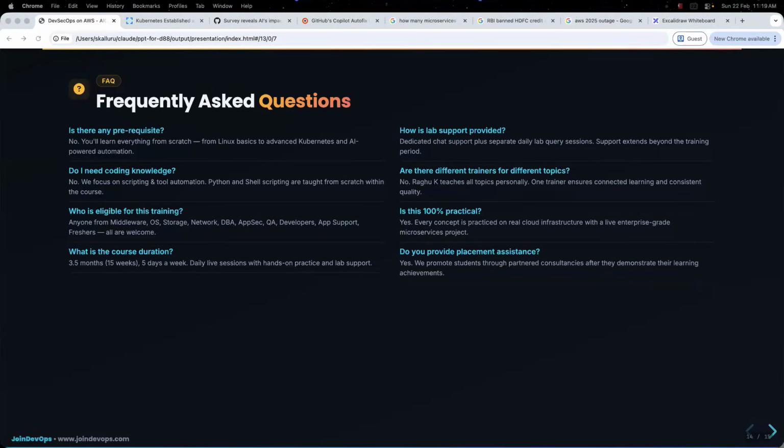Unless you're an architect, since it's objective-based questions, ABCDs, you may be able to clear the question, I mean, from a certificate perspective, yes. However, there is no value in doing it because it is designed for architects. Unless you're an architect, there is no point in that. Yeah, got it, Raghu. Thanks.